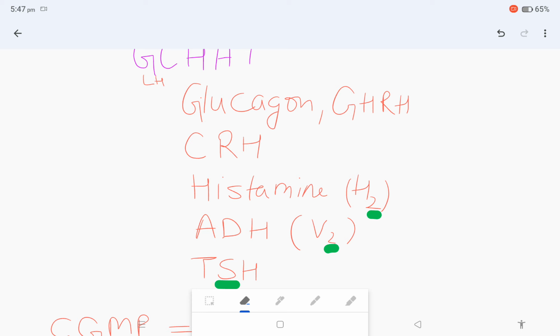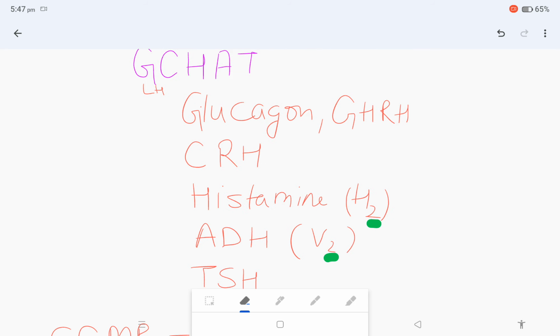Histamine is H2 receptors, ADH is V2 receptors, and TSH is thyrotropin, that is thyroid stimulating hormone. Okay, stimulating hormone will be the second one. The first one to be released will be TRH. So here in the cyclic AMP we have all the twos: second of histamine, second of ADH, and second of the thyroid hormone, that is TSH.